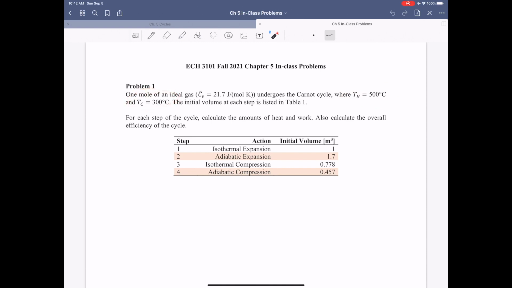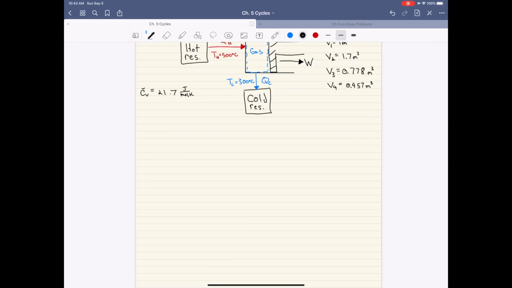Now, throughout this cycle, the gas is going to be repeatedly expanded and contracted. The problem statement tells us the initial volume of the gas at the beginning of each of the 4 different steps. Based on this problem statement, I want you to pause the video here and draw out a schematic describing this situation. Based on the problem statement text, we could draw out a schematic that looks like this.